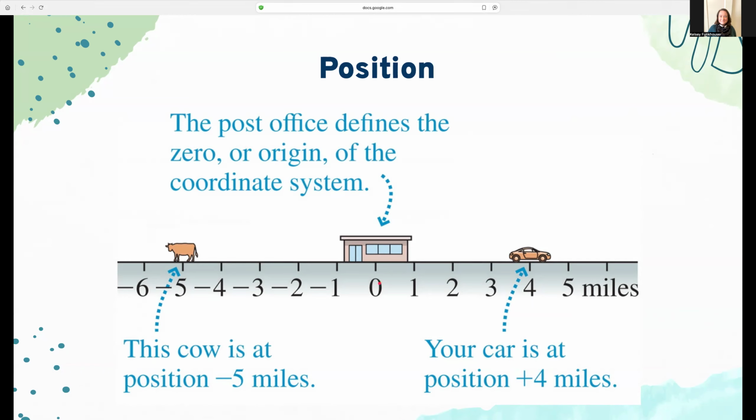Sometimes things will be to the left of our origin. And so in general, how we're going to do things is we're going to label things to the right as positive and to the left as negative. So this cow's position is -5 miles from our origin, while the car is +4 miles from the origin.